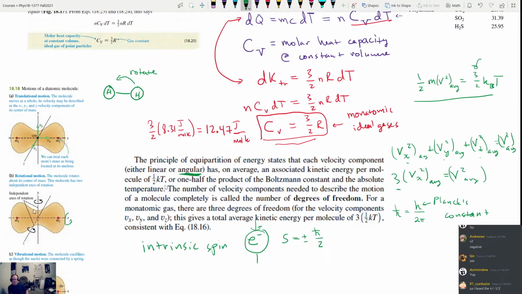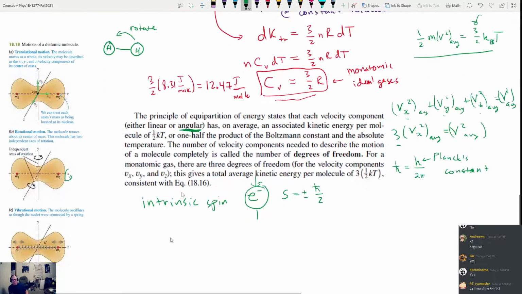Anyway, we say that for a molecule there are only 2 rotational motions that are going to contribute to this. And so we can say that if you have a diatomic molecule, it's going to have a molar heat capacity of about 5/2 R.